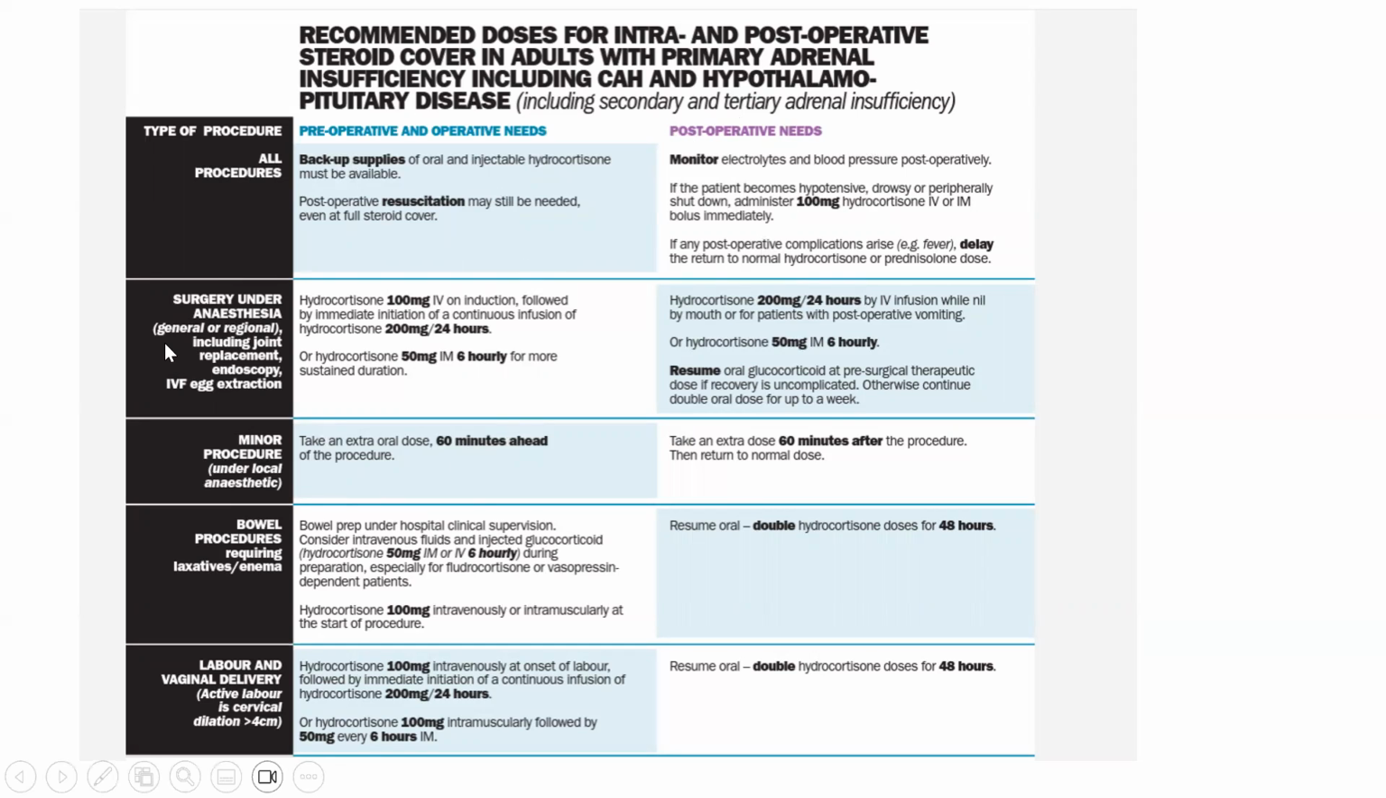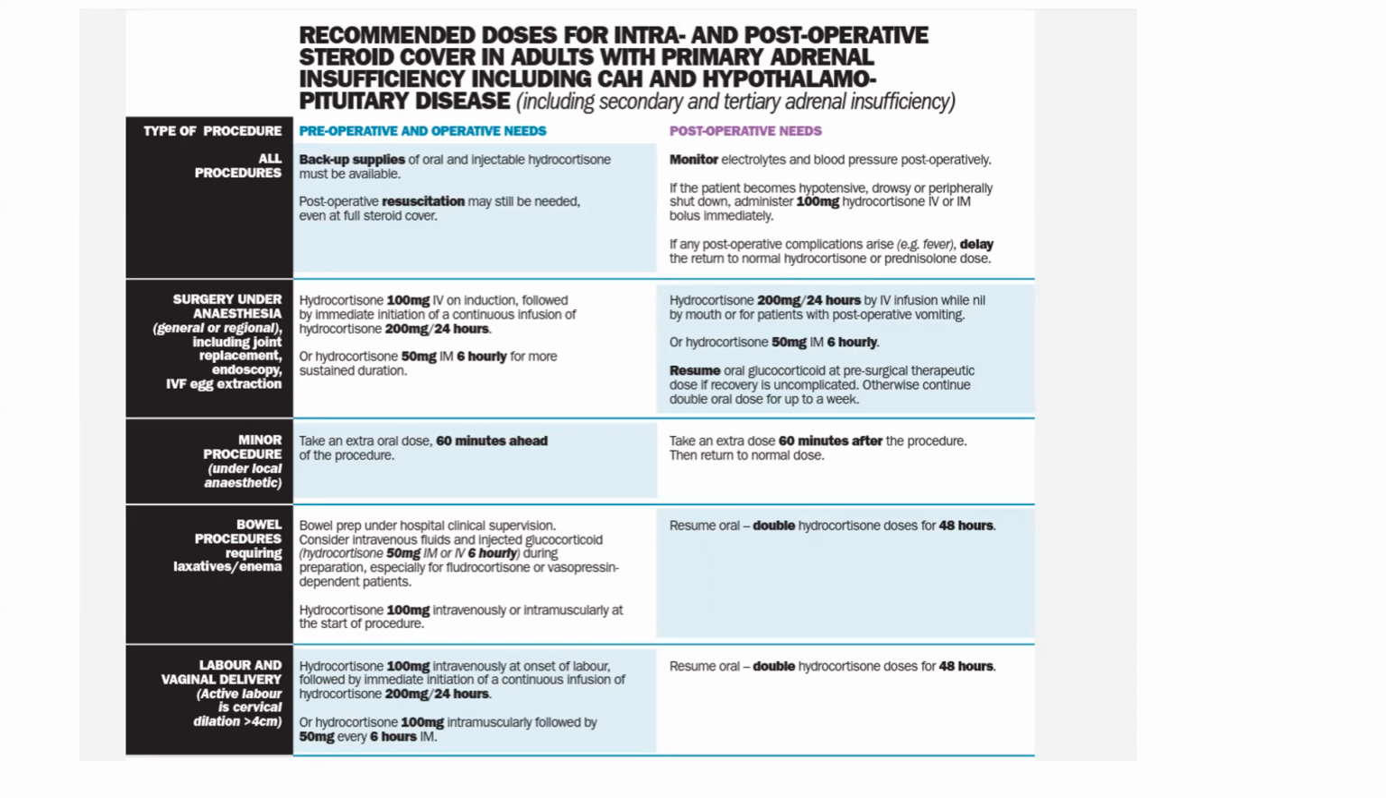If the patient was to undergo an endoscopy, like our patient in the question, or a surgery under anesthesia, whether it is general or regional, like a joint replacement, or for example, an IVF or an egg extraction, the recommendation for the pre-operative preparation is as follows. We should give hydrocortisone 100 mg IV on induction, followed by a continuous infusion of hydrocortisone at the rate of 200 milligram per 24 hours.